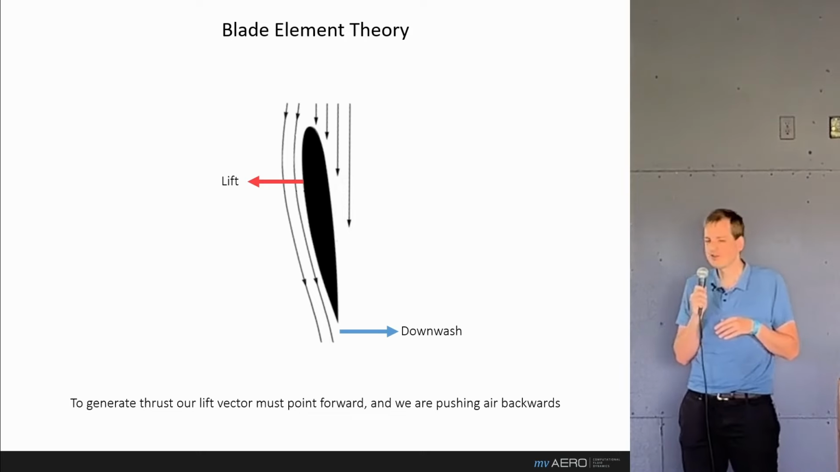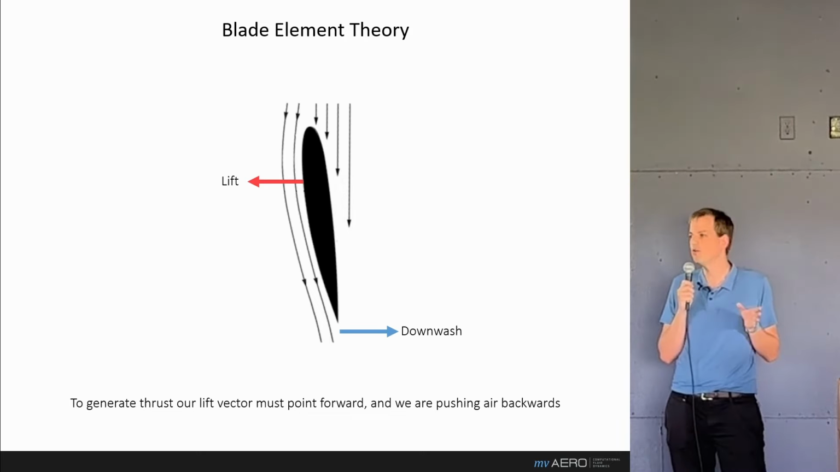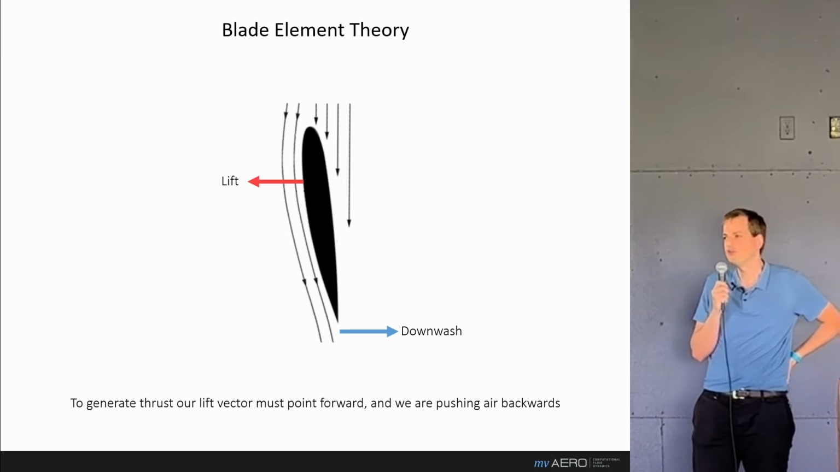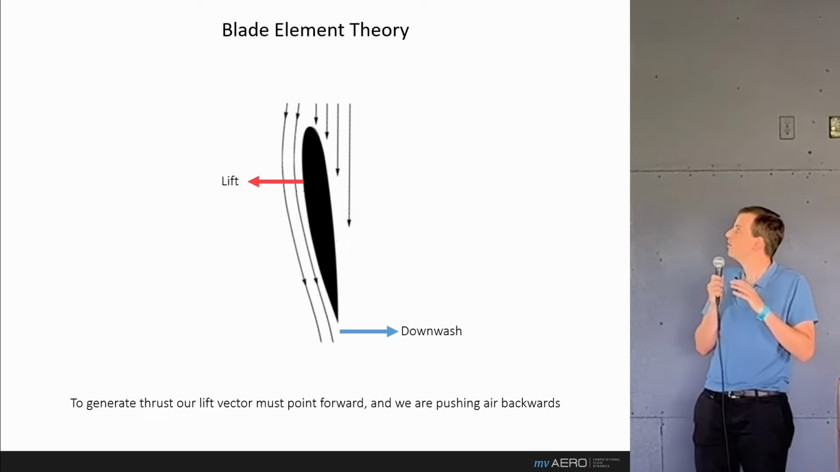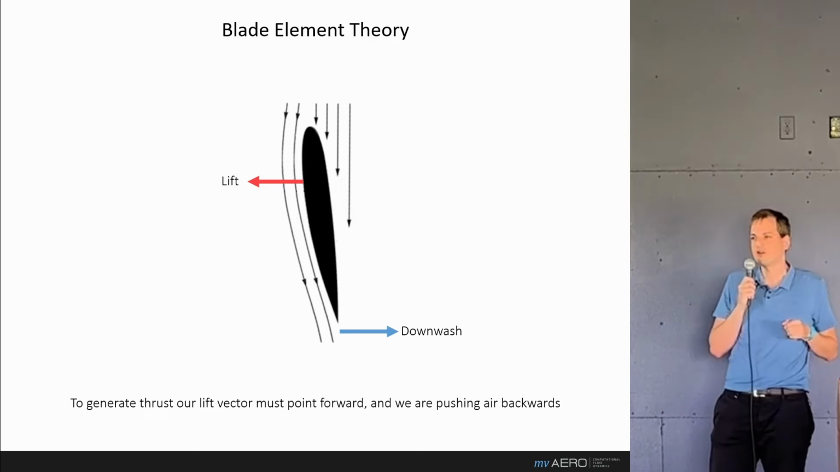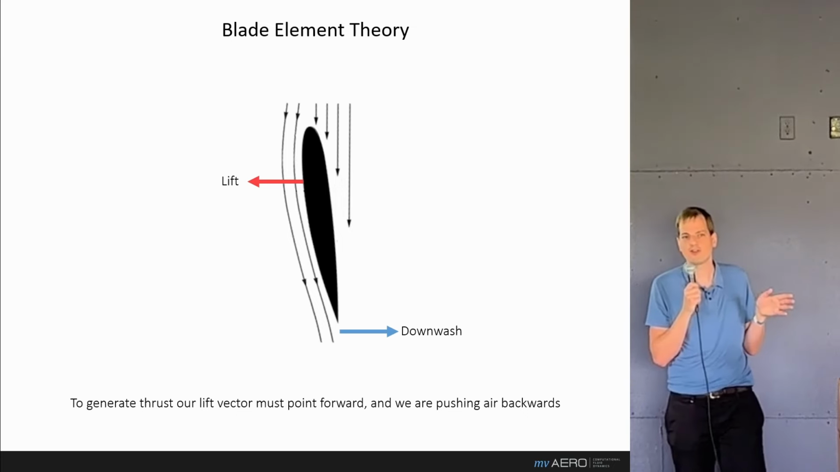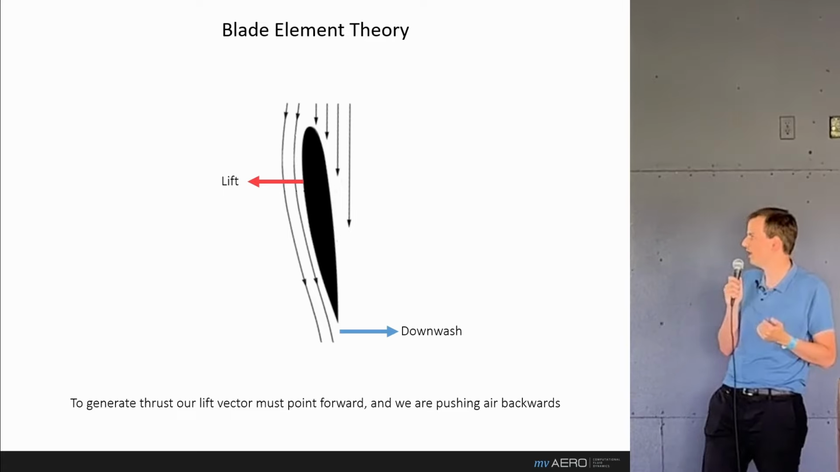And if we start to look at propellers, let's look at a blade element. Let's look at only a section of a propeller and think about what it should do ideally, what we ideally want it to do. Well, we want a little section on the propeller to create lift in the direction where we want thrust. And conversely, that means that we want the downwash to go straight back.